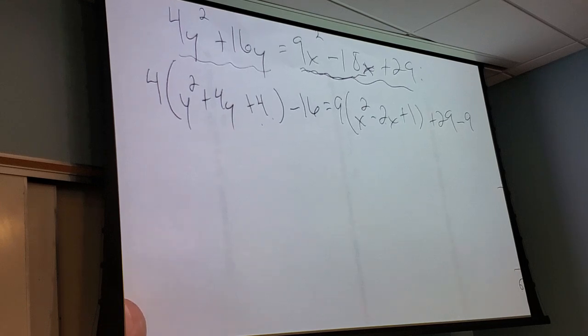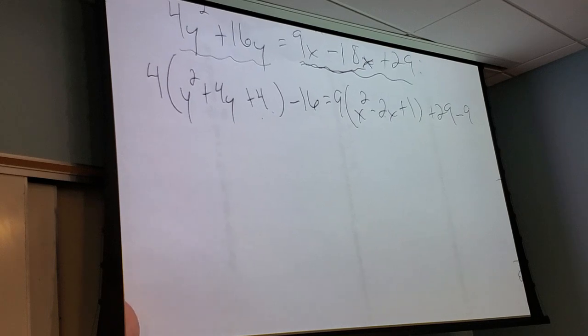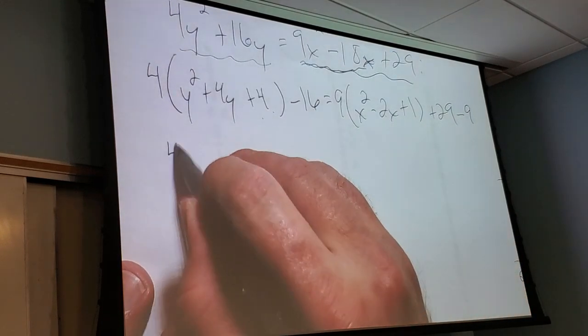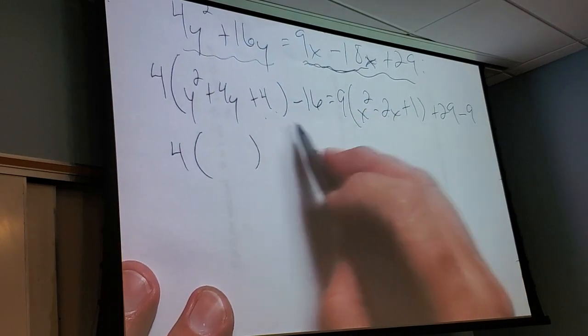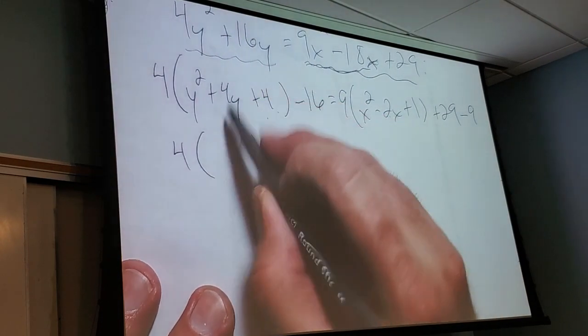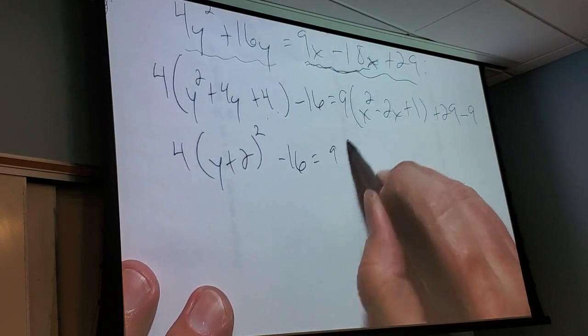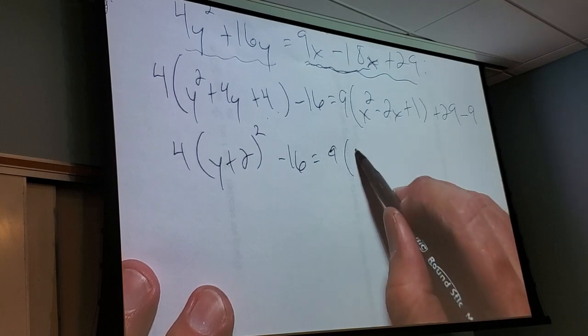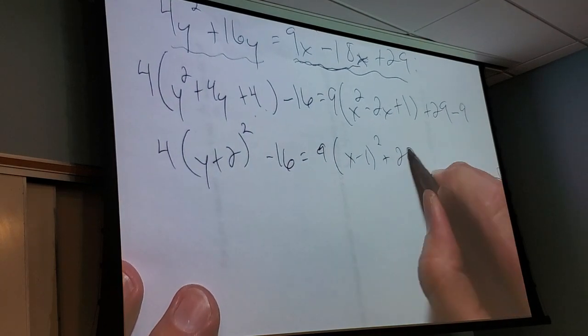So why do we do all that crazy stuff? That looks worse. That looks bigger and worse. Well, how does this factor? Remember the middle step was half of 4 is 2? That's exactly how this factors. How does this factor? Half of negative 2 is negative 1, so it factors like x minus 1 squared. And 29 minus 9 is 20.